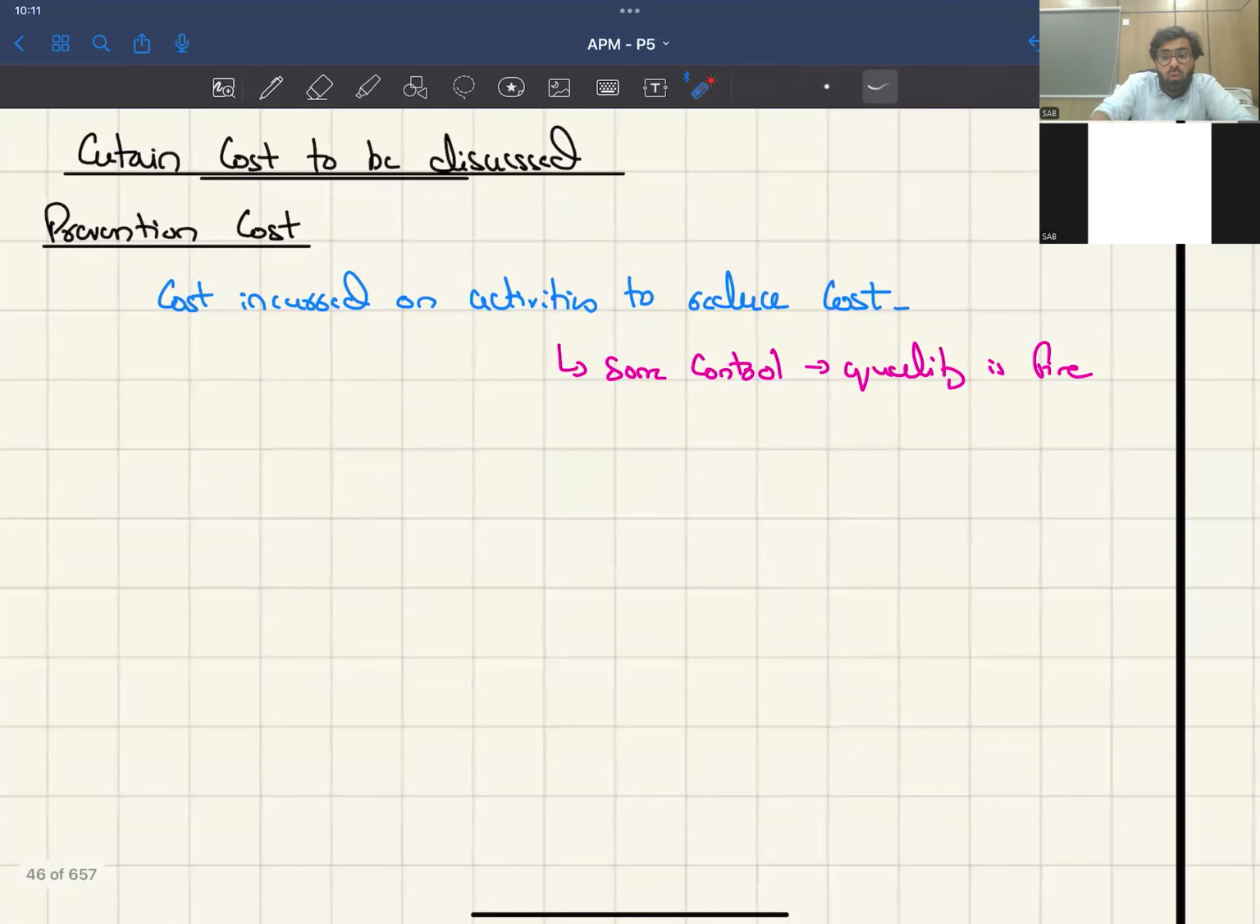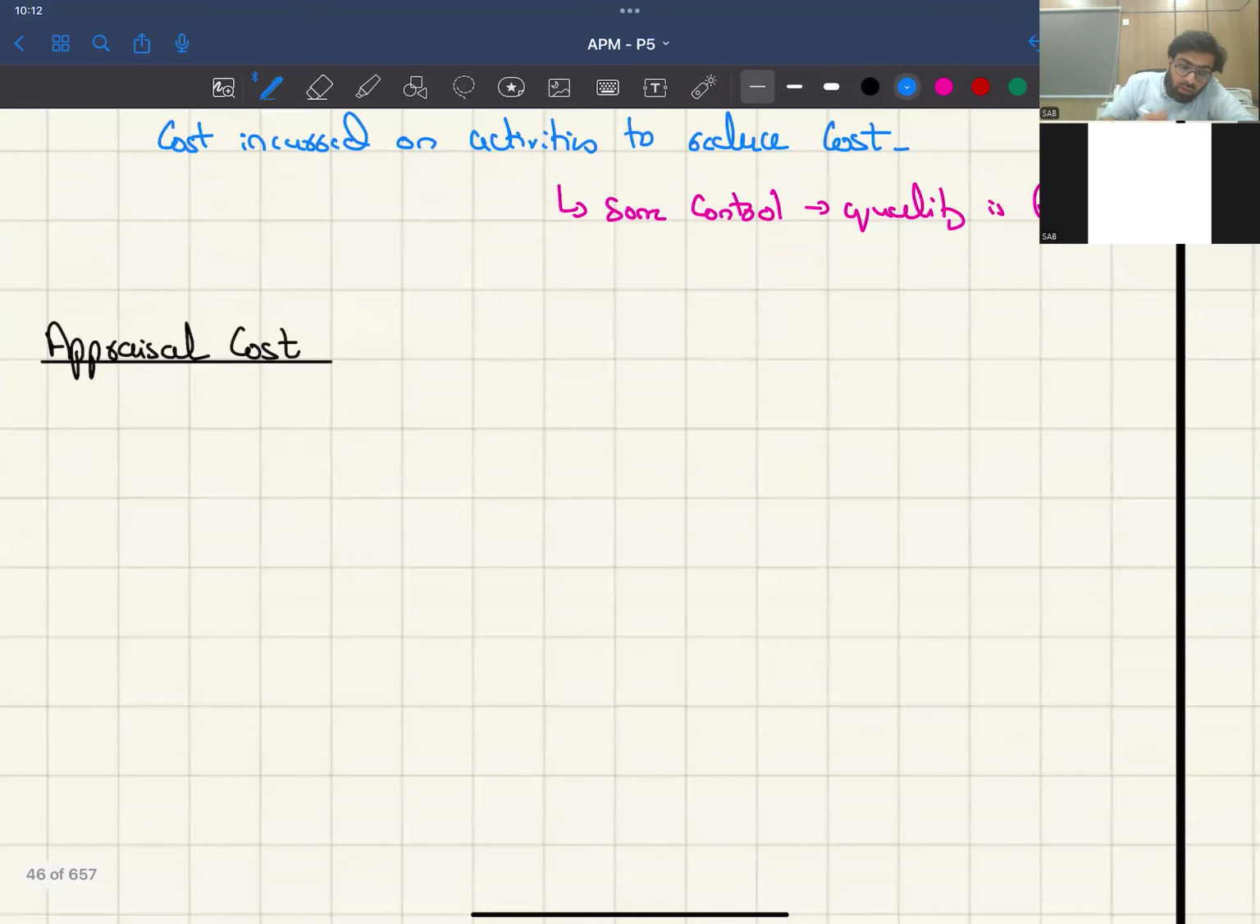Now, what do we have in appraisal cost? The other cost is appraisal cost. Now, what is appraisal cost? It's simple. It's a cost incurred on activities to identify defects.